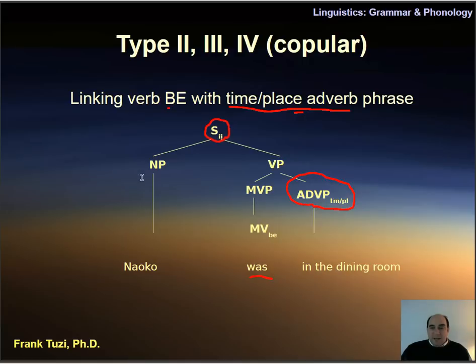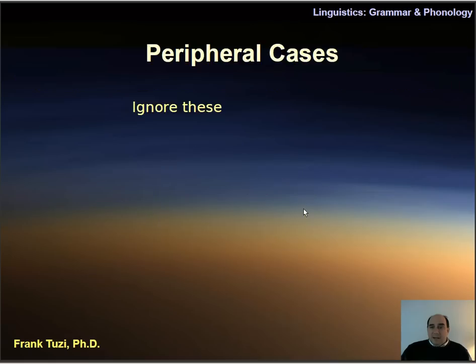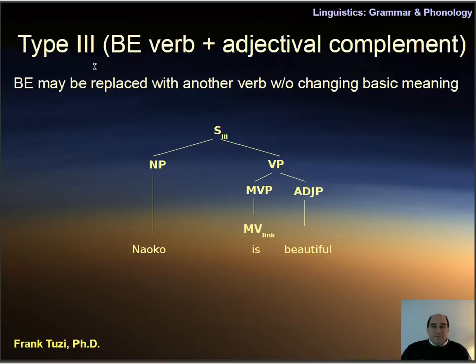So we've got sentence, noun phrase, verb phrase. This breaks down to a verb, but there's also an adverb phrase, right? So this is going to be type 2. It's a type 2 sentence, okay? Type 2 sentences are with adverbs, okay? Time and place. In the textbook, it talks about peripheral cases. Please ignore them. You did not see them in the textbook. They don't exist.